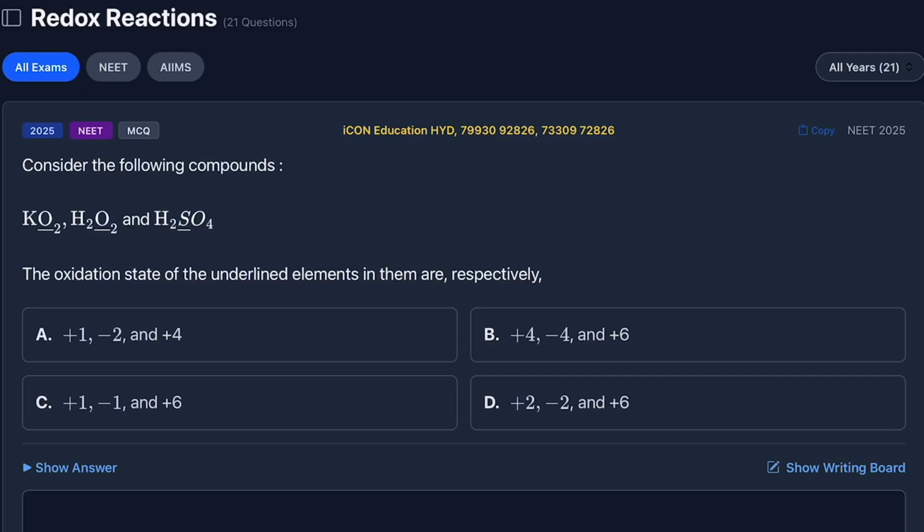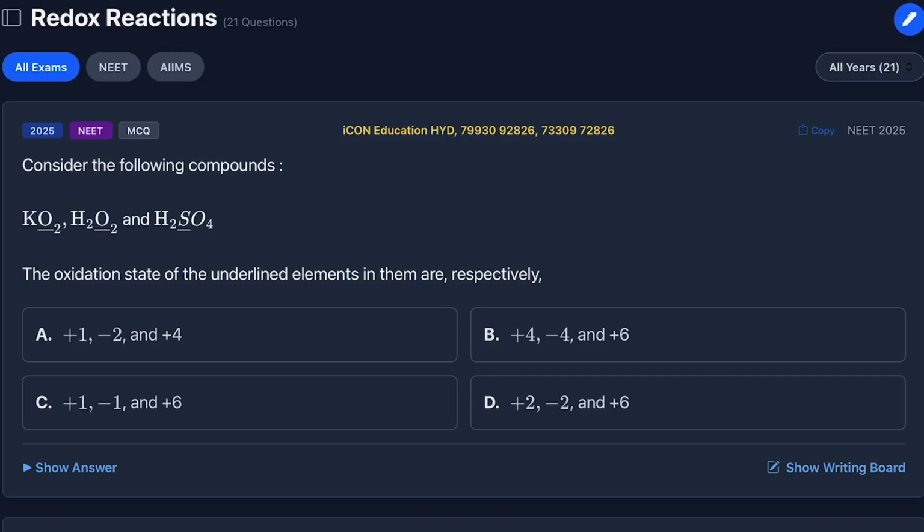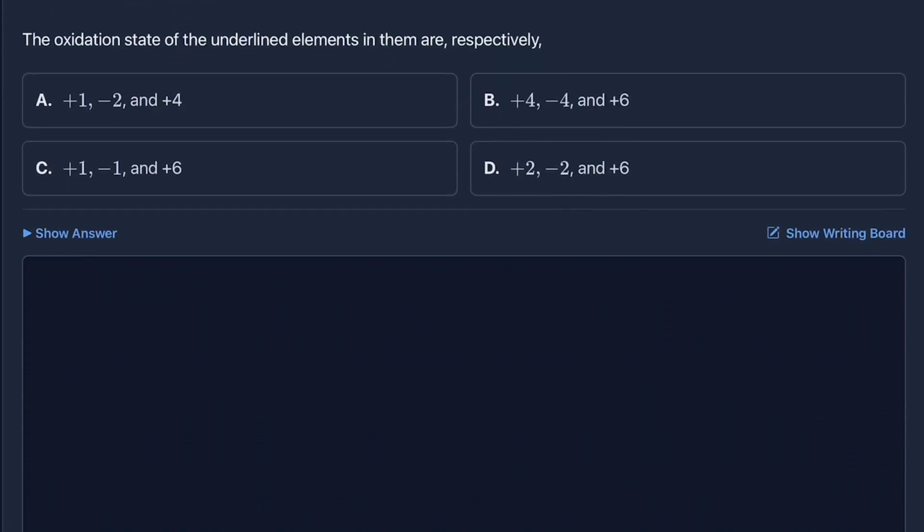In this first question, we have to underline the K, not the oxygen, and next H2O2 and H2SO4. So the oxidation states of the underlined elements, respectively. First, for KO2, we have to find the oxidation state of the potassium.